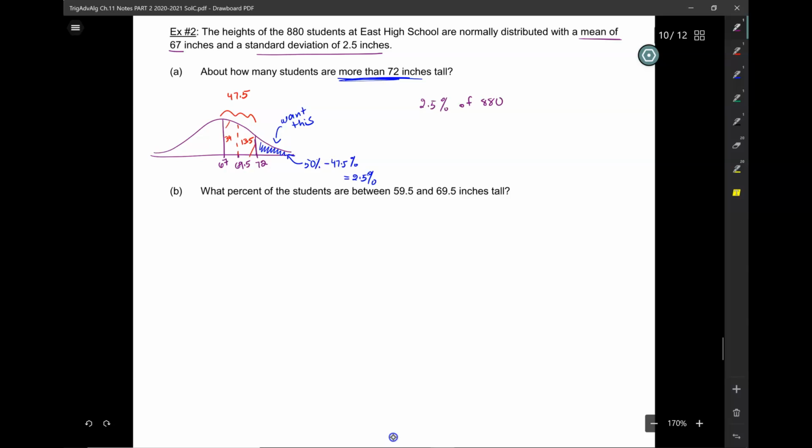All right, so remember, 2.5%, I move the decimal once, twice, 0.025. Of always means times 880. Why'd you move it twice? Because it's percent. To go from percent to a decimal, you move it twice. It's like dividing by 100. Percent means per 100. So this is 22. All right, so 22 students.